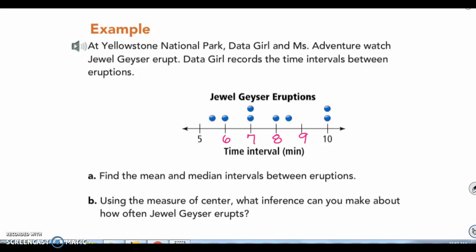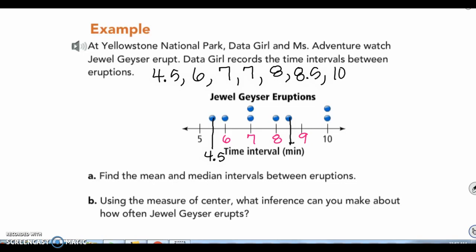Then we're first going to list our data values. So in between 5 and 6, we have 4.5. That's our smallest number. Then we have 6. We have 2 7s, so we list it twice. And 8. In between 8 and 9, we have 8.5. And then we have 2 10s.